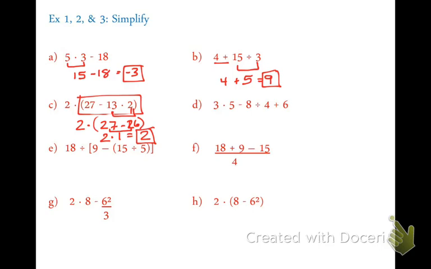Okay, D. Parentheses, no. Exponents, no. Multiplication and division. Well, I have this multiplication and I have this division. Start from the left. So it would be 3 times 5 first, which would be 15. Bring down the minus sign. 8 divided by 4, which is 2. And then bring down your plus 6. Then adding and subtracting, going in order from left to right. So it would be 15 minus 2, which would be 13, plus 6, which would equal 19.